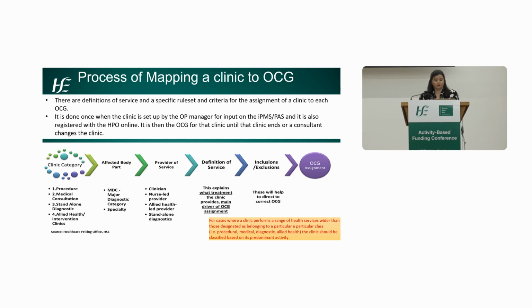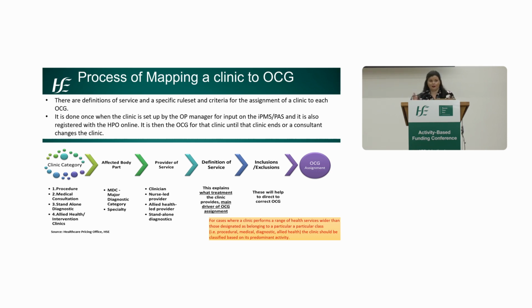The process of mapping a particular clinic to an OCG, you're looking at your definition of service, you're looking at your specific rule sets, and it's the assignment of those different things that brings you to your OCG. So ultimately, anytime an outpatient manager is setting up a new outpatient clinic, they're thinking, I want this for activity-based funding, I want to put a euro sign over this clinic, what OCG do I need to assign? It has to be part of the standard operating procedure. So your clinic category straight away breaks it down: who's providing the service, what's the definition of the service, my inclusion, my exclusion, it brings me to the OCG. That will do for about 99% of all of your clinics.